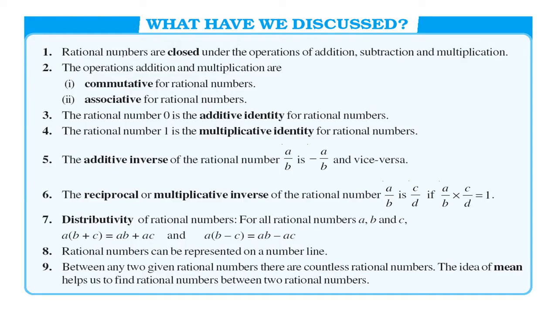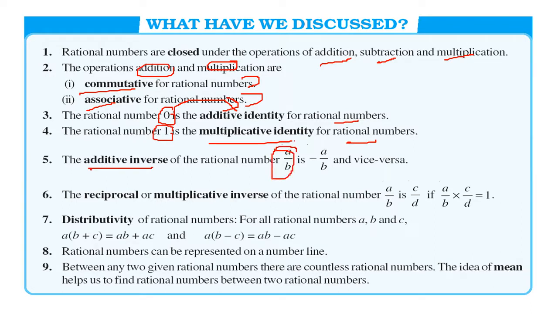So what we have discussed in this chapter: rational numbers are closed under the operations of addition, subtraction, and multiplication. The operations of addition and multiplication are commutative first of all, and they are also associative with respect to rational numbers. The 0 in the rational numbers is called the additive identity. The 1 is called the multiplicative identity. The additive inverse of any rational number of p by q form or a by b form is nothing but minus a by b, and this is vice versa also.